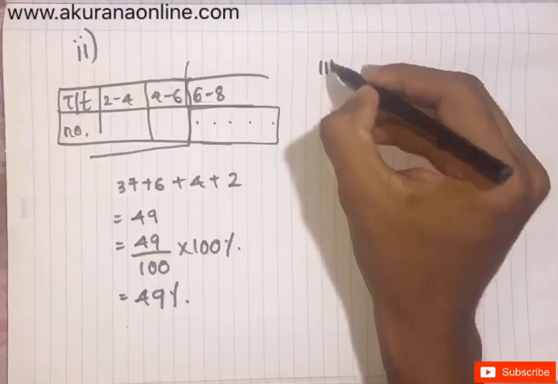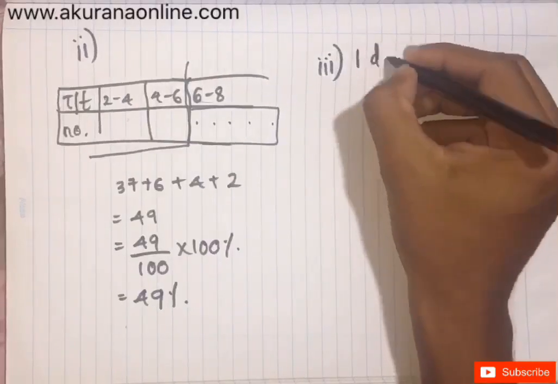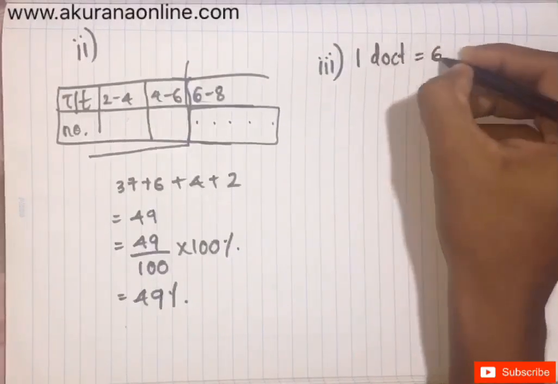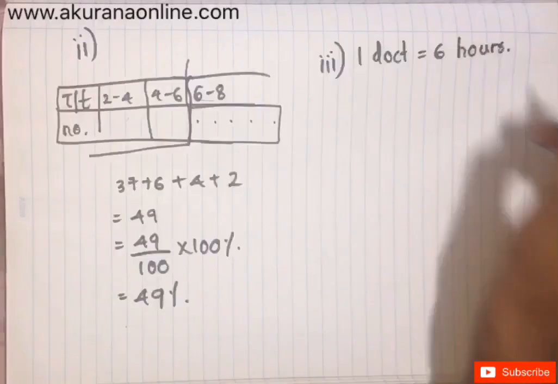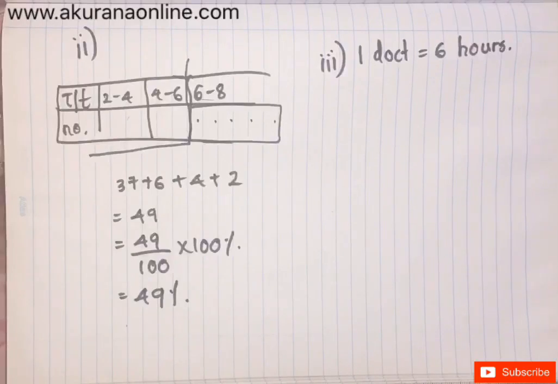Okay. The third part, before that they have said each doctor in this department examines patients for 6 hours per day. Okay, one doctor will examine only 6 hours. Now the third one requires us to find the number of patients that can be expected to be examined by a doctor during a day. One doctor can examine how many patients.